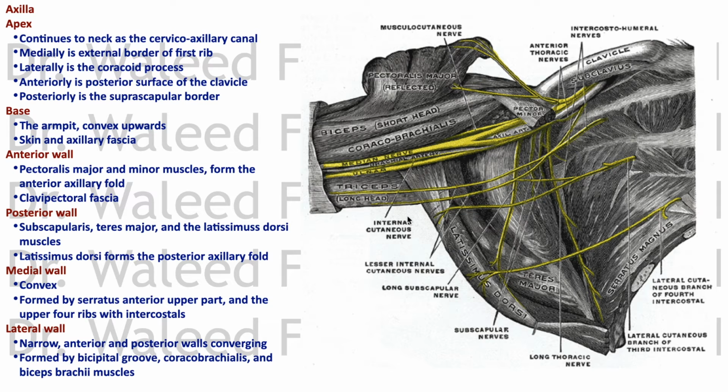The medial wall is convex. It's the thoracic cage with the serratus anterior on it and the intercostals. For the lateral wall, remember the insertions of the pectoralis major, latissimus dorsi and teres major all converge to the bicipital groove. So the lateral wall is narrow. Also in the lateral wall are the coracobrachialis and biceps brachii muscles, especially the short head of the biceps brachii muscle.